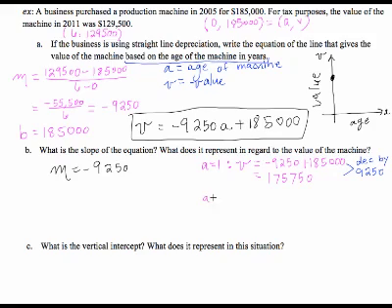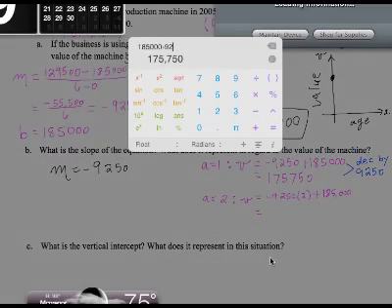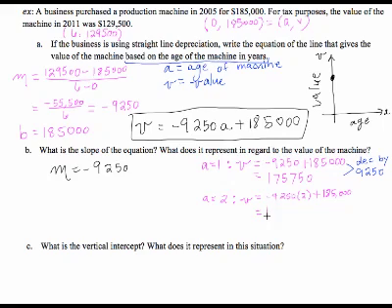Now let's see how much it decreases in the second year. In the second year, the value is negative 9250 times 2 plus 185,000. So negative 9250 times 2 is negative 18,500, plus 185,000 gives me 166,500.